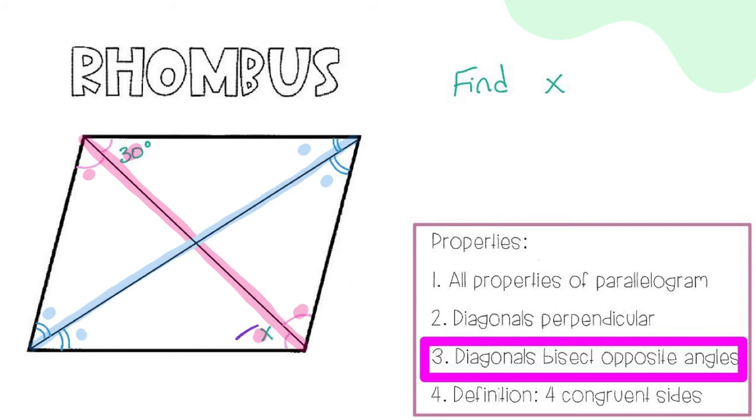So once you use your colors, it's very easy to visualize exactly what we're looking for. We want to find x. Well, x I've highlighted pink because it's on the pink diagonal, so it's congruent to this 30 degrees. So x equals 30 degrees.